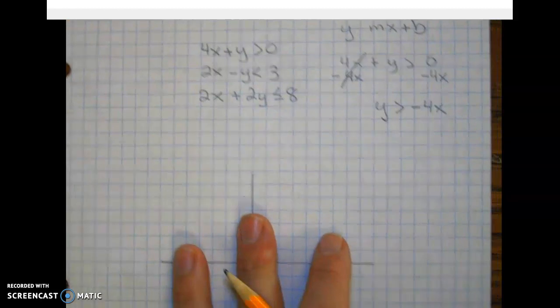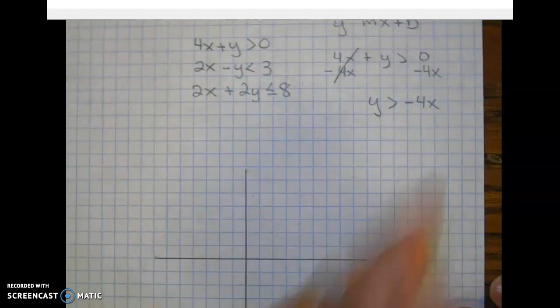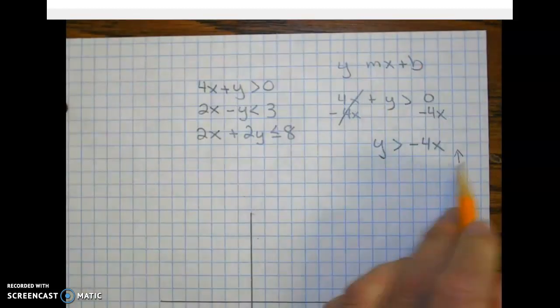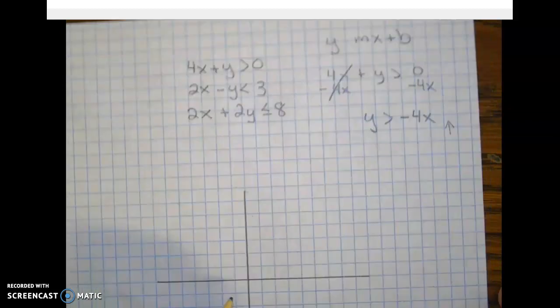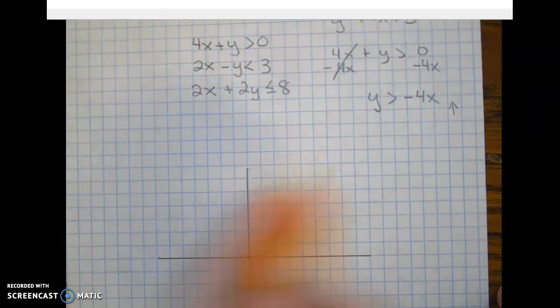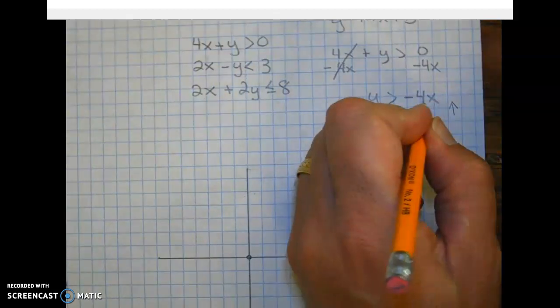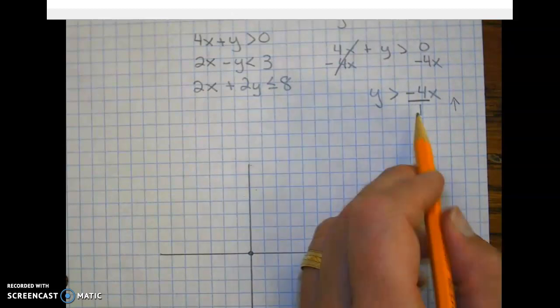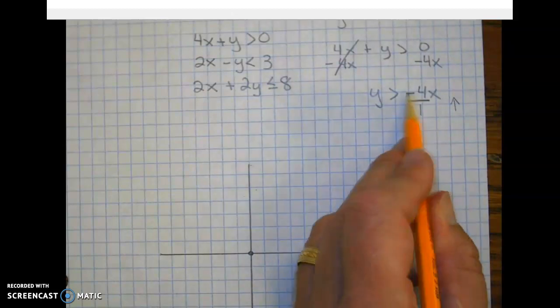Now, to graph this, we always start with the y-intercept, the b value on the end. So that's going to be 0. So that's our starting point. And then since we have an integer for a slope, we need to put it over 1, always over a positive 1. Okay, and that's a positive 1, and the 4 is negative.